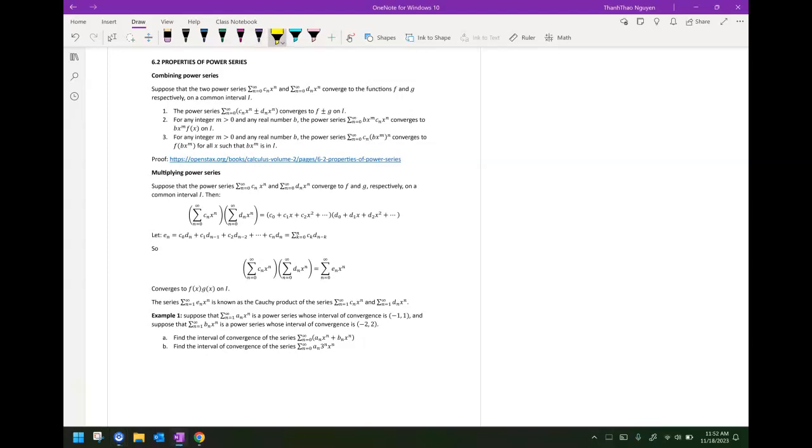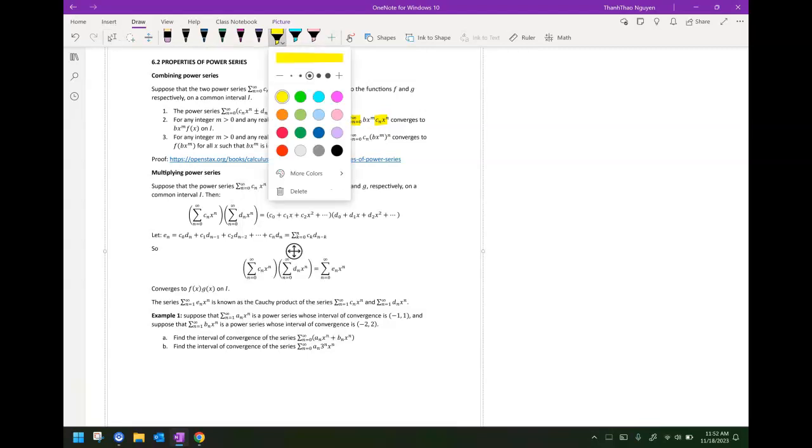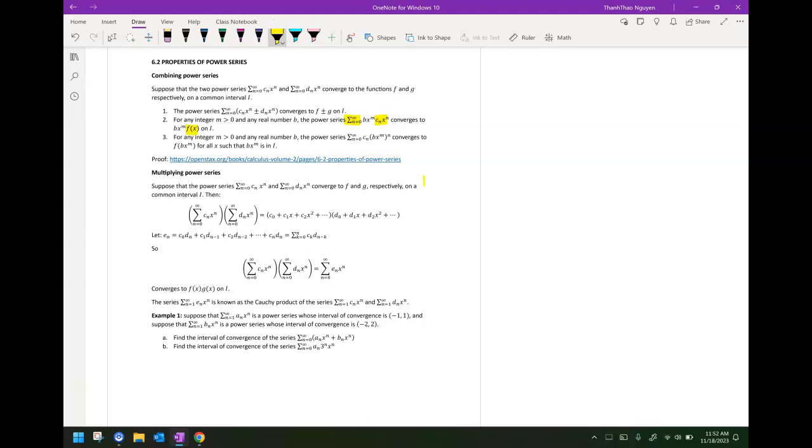So note that this part here, this part of the power series, converges to f of x on I. For any integer m greater than 0 and any real number b, the series sum of c sub n times (b x to the m) to the n will converge to f of b x to the m for all x such that b x to the m is in I. So note that here it seems like we have a composite function, right?